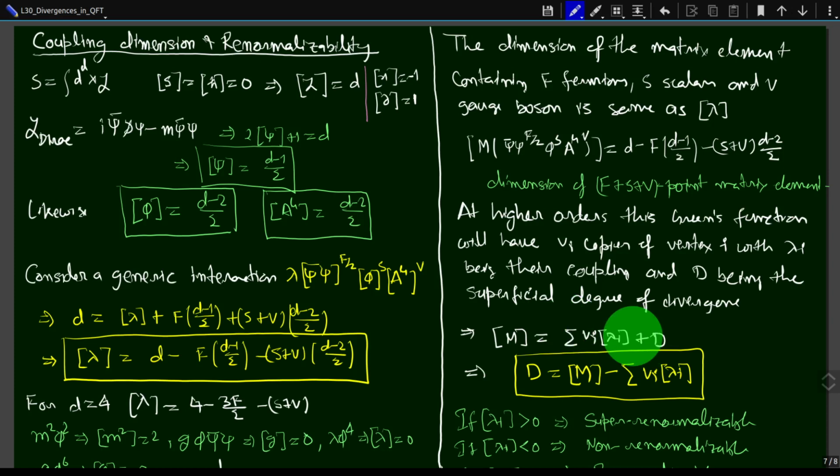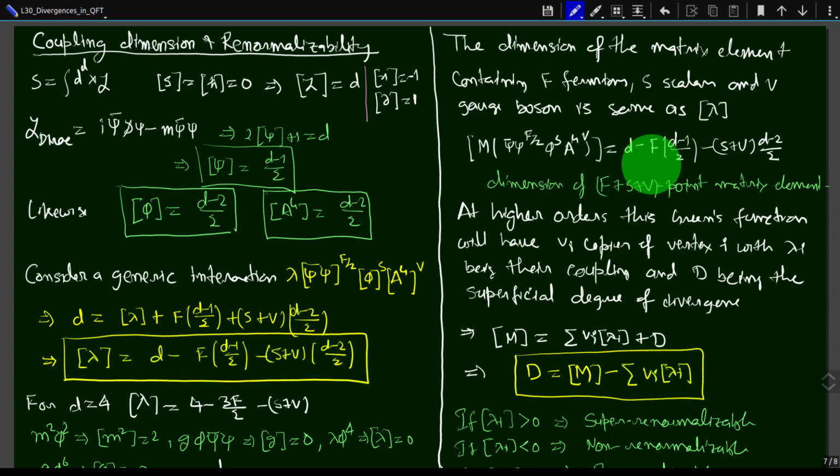When I'm saying that my superficial degree of divergence is d, that means my matrix element for large momenta grows as momentum to the power d. So this is coming from that: momentum power d is a factor over there, apart from the coupling constant. When I compute the mass dimensions, the total mass dimension would have this and that. So I can just say d is equal to the mass dimension of the matrix element, which can be computed from this place, minus vi times lambda i, where lambda i can be computed from this place.